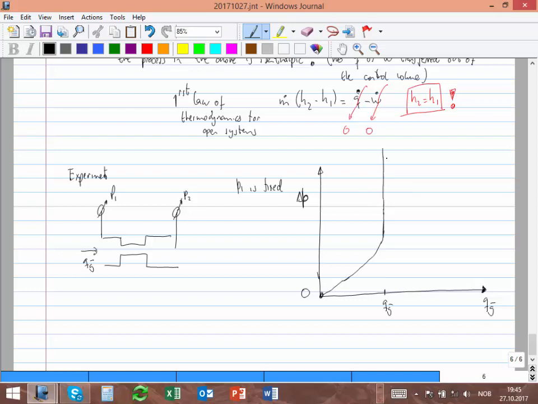Yes? So what's happening here? I guess you already know the answer. What's happening here is that we reached critical flow. All of you know what critical flow is? Critical flow in the throat. At this point here, we reached critical flow at the throat.